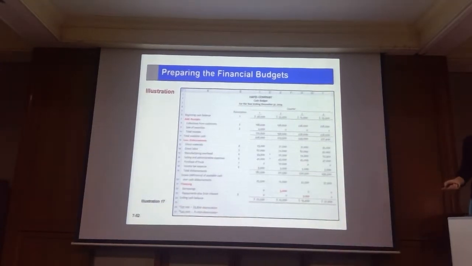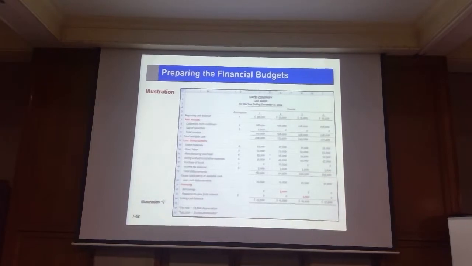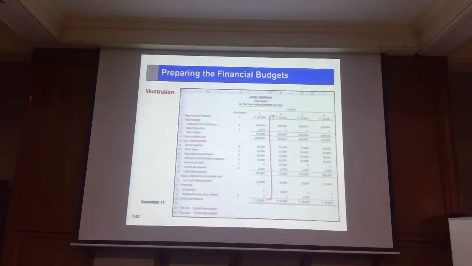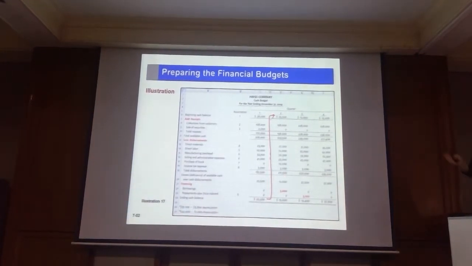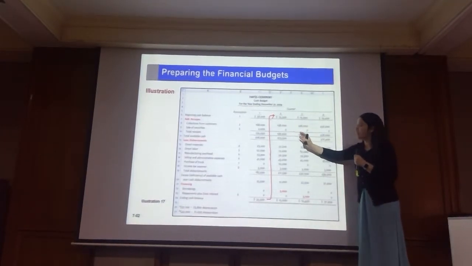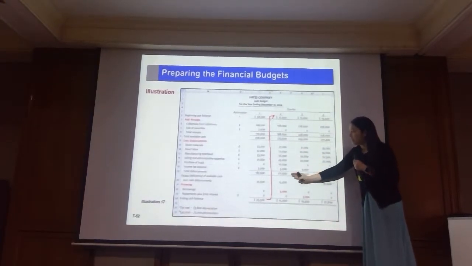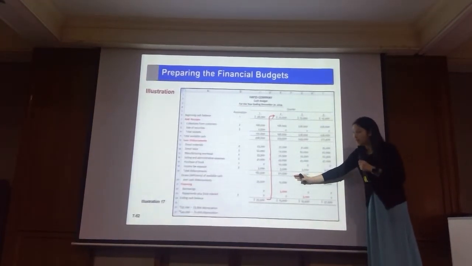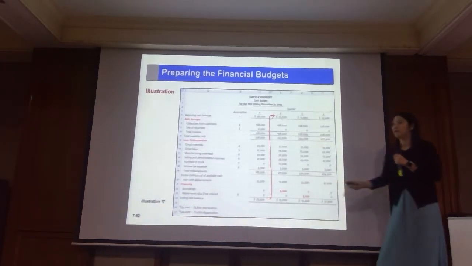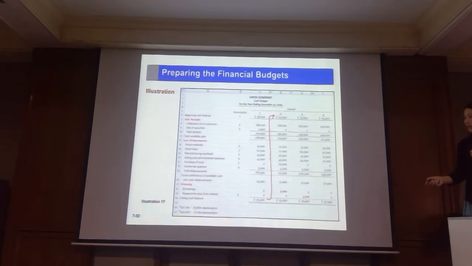Okay, so this is the first quarter, and then for the second quarter, you just take the ending balance to become the beginning balance for the next quarter, and then you do the same thing. You add the cash received, and then you subtract the cash disbursement, and then you will see that you have only 12,000 left at the end of the second quarter. Okay, as you can see here, 12,000 is lower than the minimum balance, right?